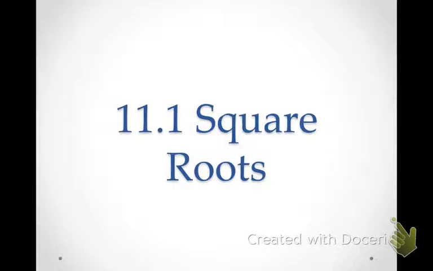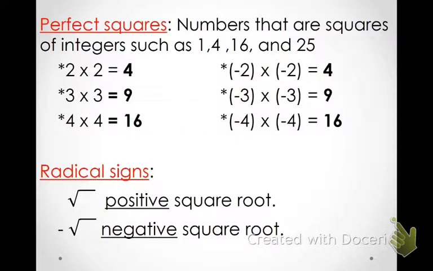So today I'm going to be teaching you about square roots. It's basically the root or the base of different kinds of numbers, okay? So let's go ahead and write this down. This right here is talking about perfect squares. Perfect squares are numbers that are squares of integers. Remember, an integer can be something that's positive or negative, such as 1, 4, 16, and 25.